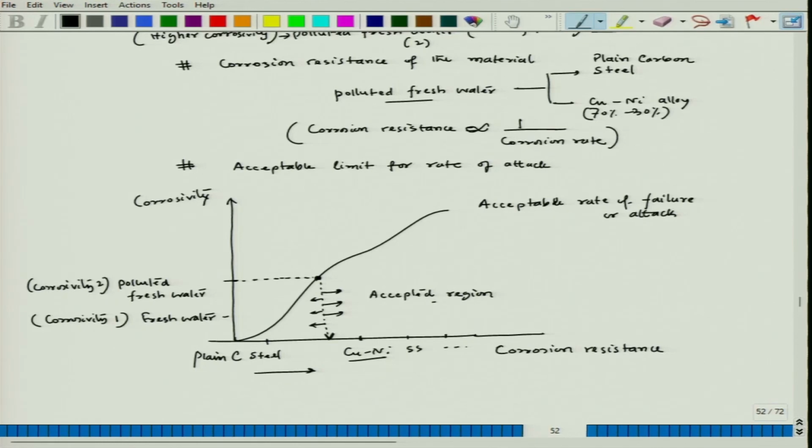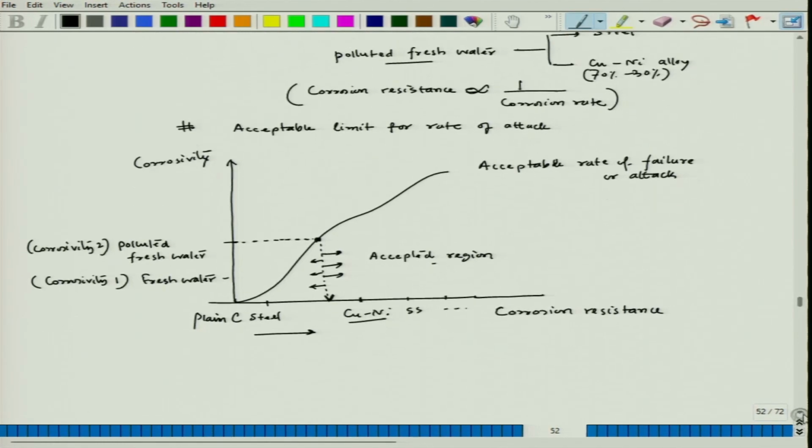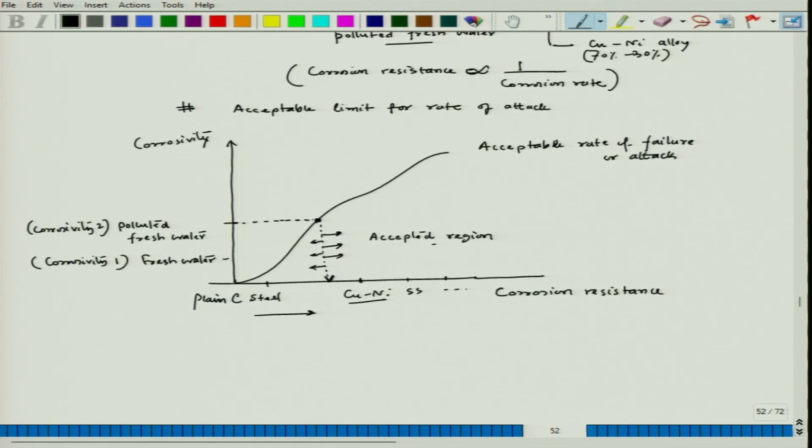So, this decides which materials come up in a kind of box from which I should select one of them, fine. All the materials on this side can be selected, and all the materials to the left of it cannot be selected. Let us say aluminum is here, so aluminum also cannot withstand this polluted fresh water system, fine. So, this gives us a kind of acceptable criteria.